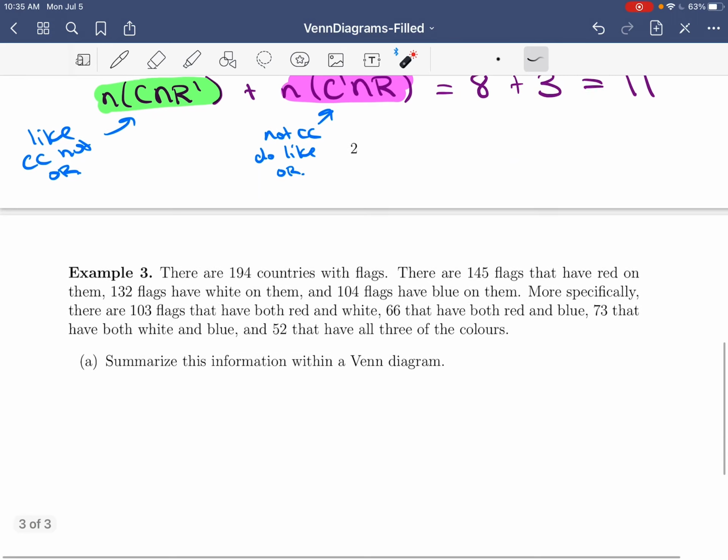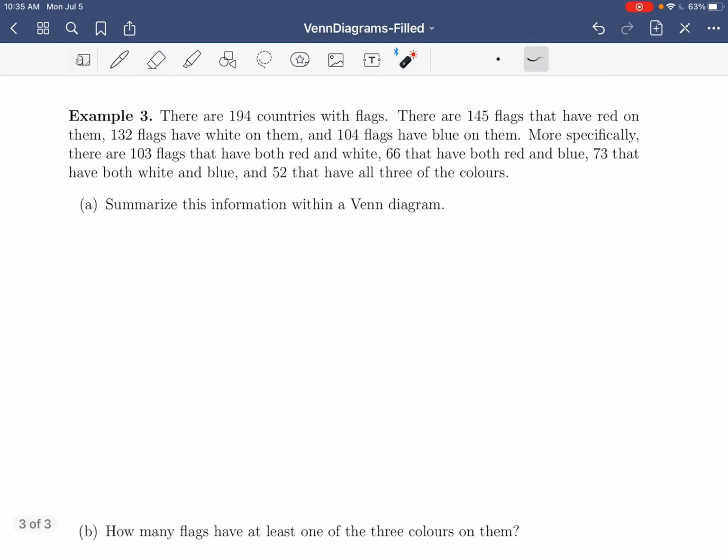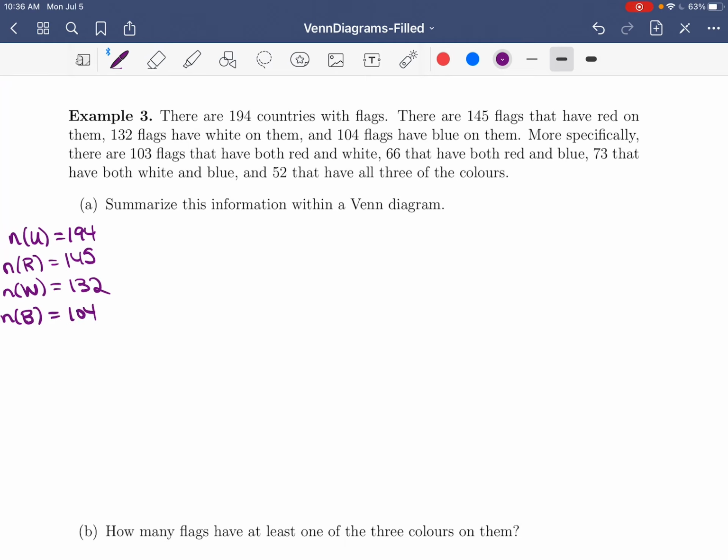Okay, let's try a bit harder one. So this one has 3 sets. Again, I'm going to summarize the information. The number in the universe, that's the number of countries with flags, so that's going to be 194. 145 flags have red on them, so I'm going to call that set R for red. 132 have white, so we'll call that W. And 104 have blue, so that's a B, and it's 104.